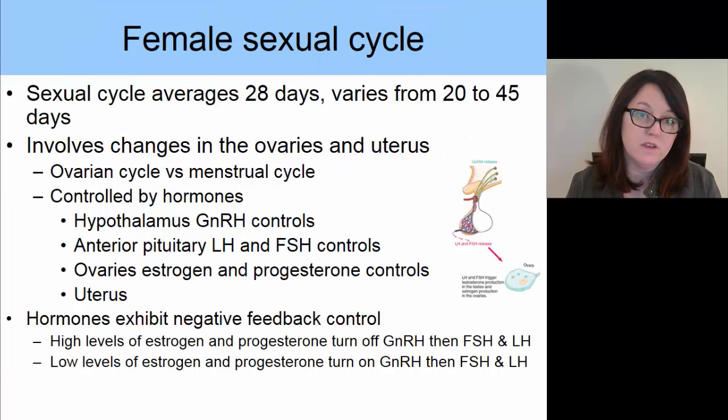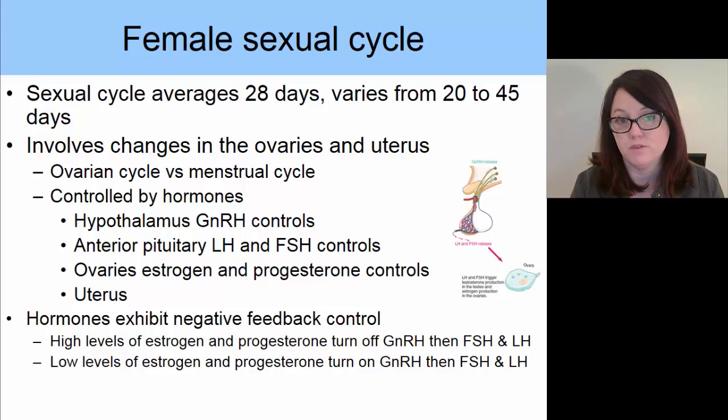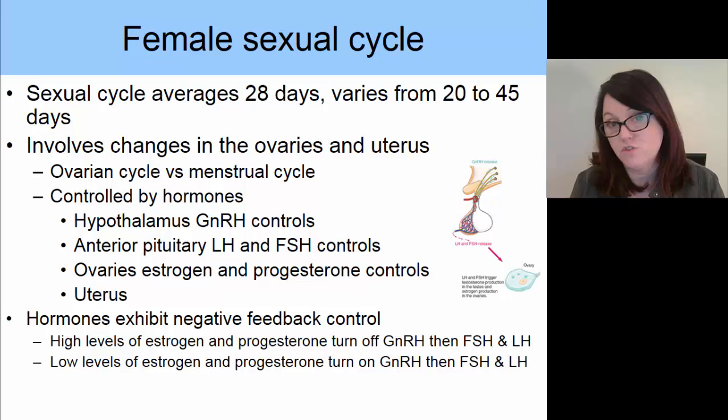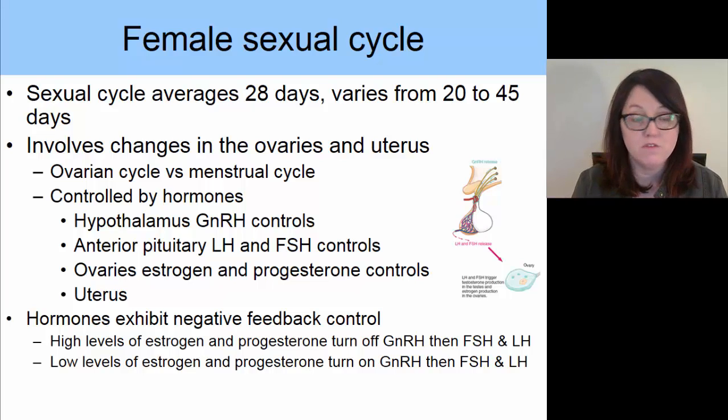The female sexual cycle takes, on average, 28 days, but this can vary from person to person. The female sexual cycle involves changes in both the ovaries and the uterus, hence we call it the ovarian cycle and the uterine or menstrual cycle. And this is, of course, controlled by hormones. The hypothalamus releases gonadotropin-releasing hormone, which causes the release of luteinizing hormone and follicle-stimulating hormone from the pituitary, which then travel to the ovaries and cause the release of estrogen and progesterone, which then, amongst other things, affect the uterus.